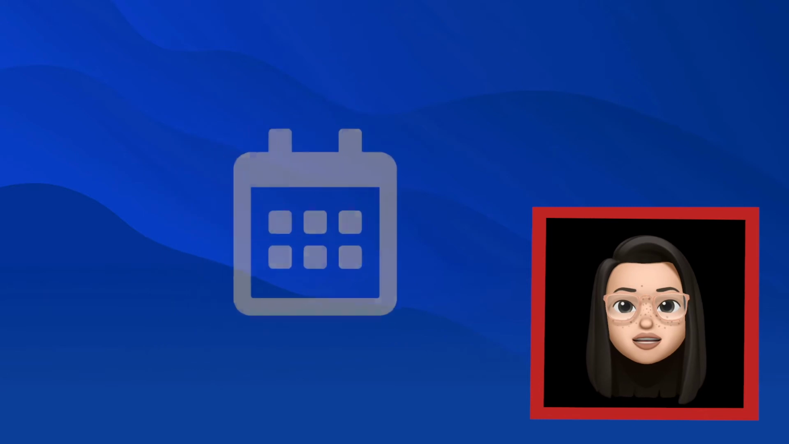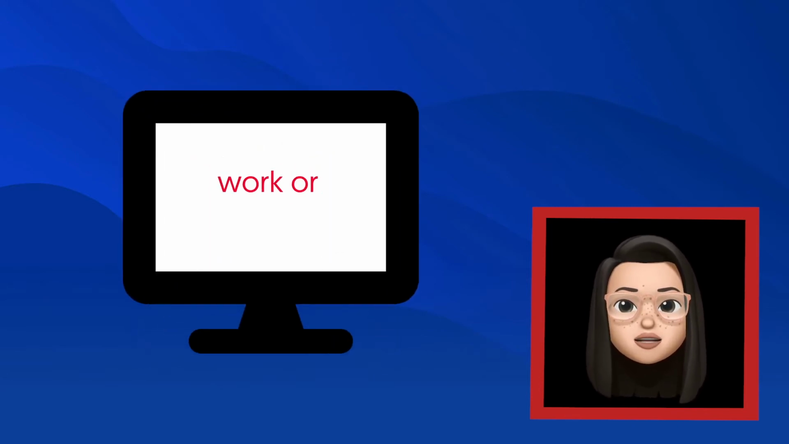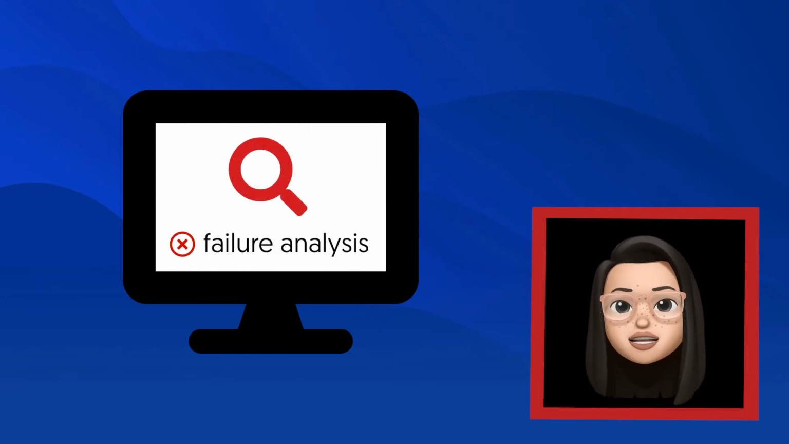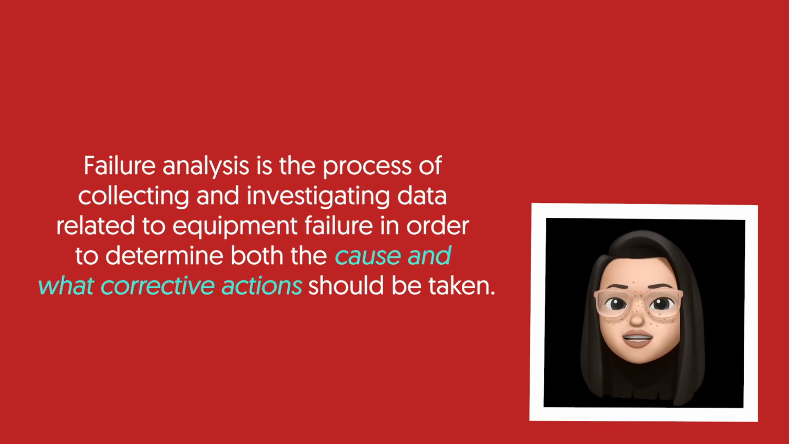Next, we moved on to concepts that you'll use every day, from types of maintenance tasks to work orders and assets. Then we covered failure analysis and the various methods you can use to uncover the causes and effects of equipment failures. Failure analysis is the process of collecting and investigating data related to equipment failure in order to determine both the cause and what corrective actions should be taken.